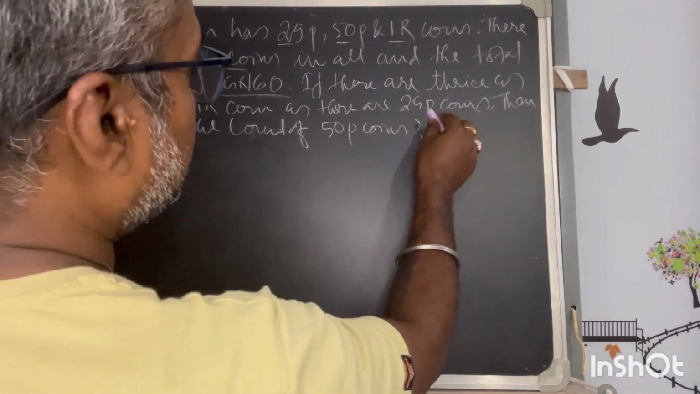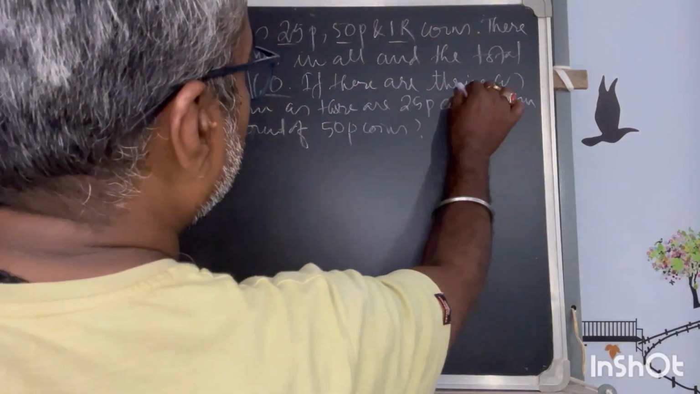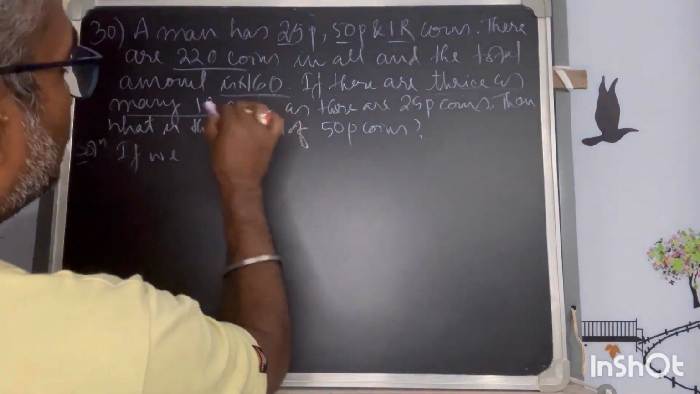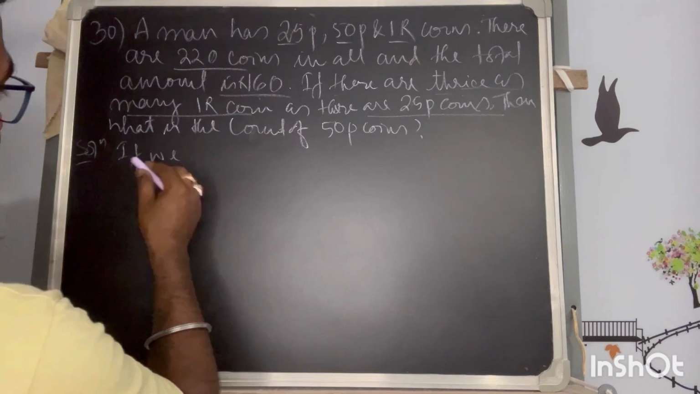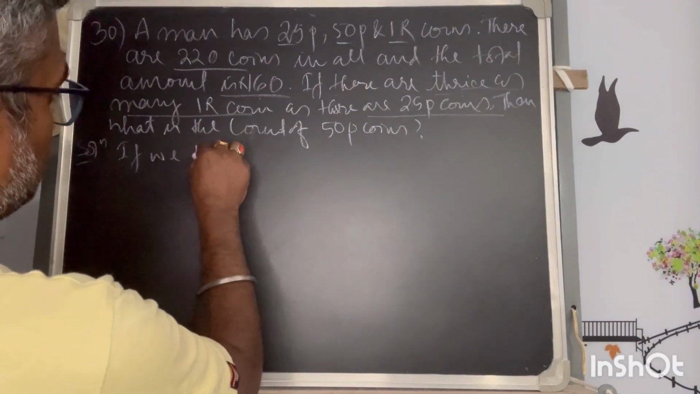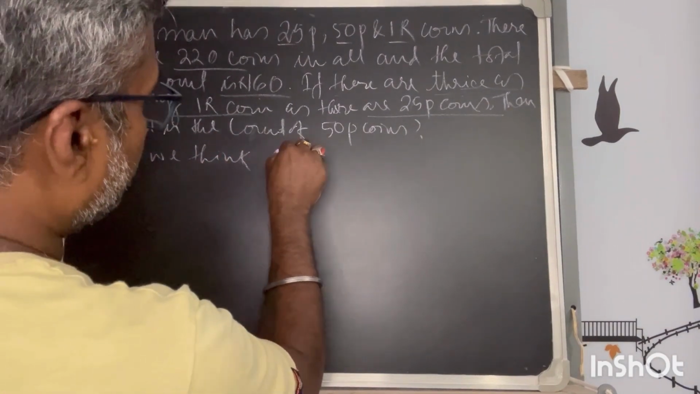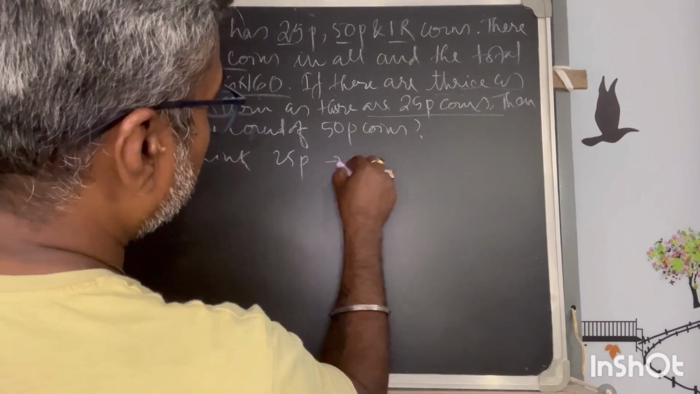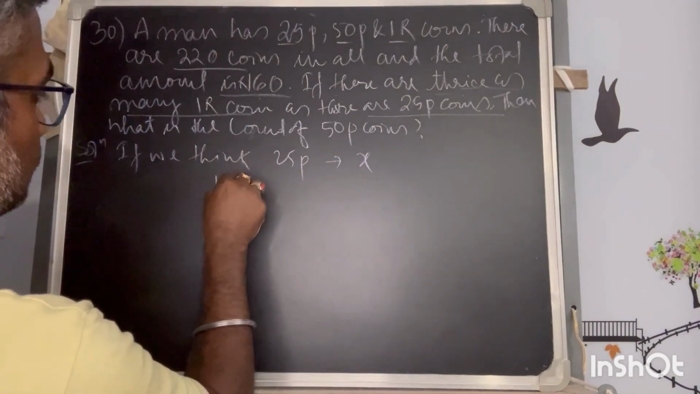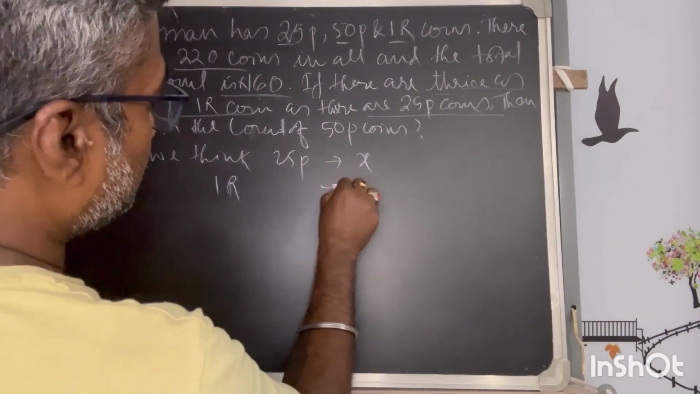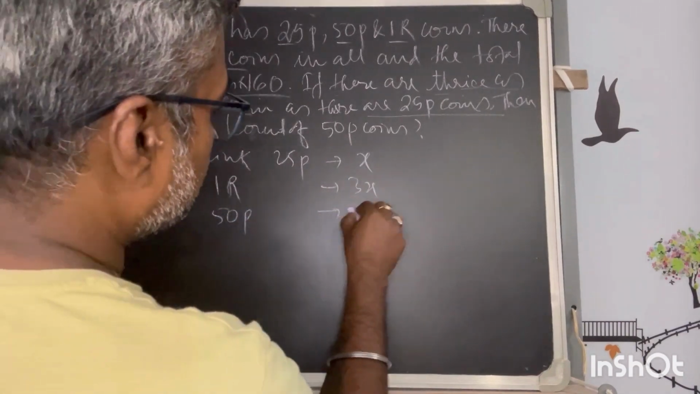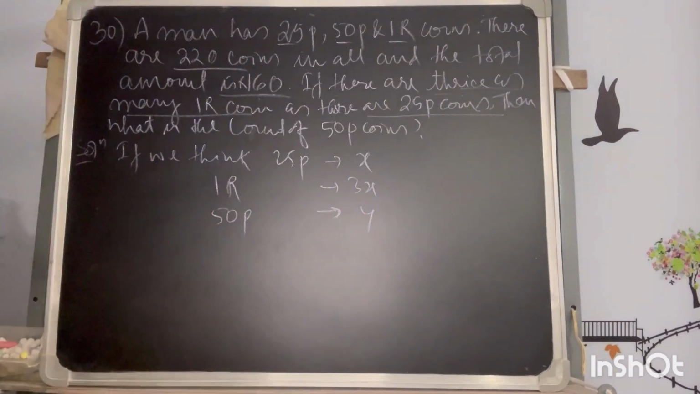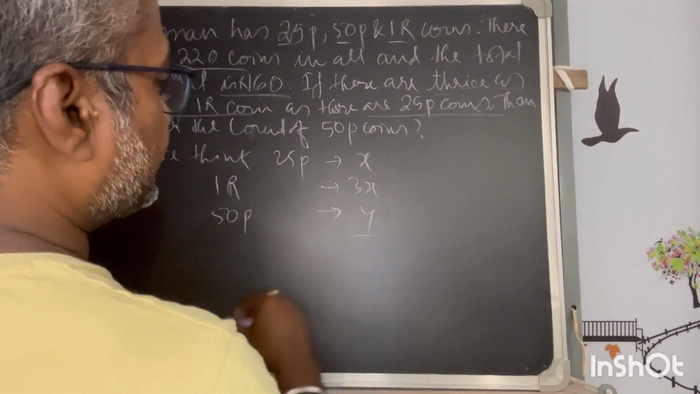Because what it said is, if there are thrice as many 1 rupee coins as there are 25 paisa coins, that means if we think 25 paisa is a count of x, then 1 rupee coin will be 3x, and we can assume 50 paisa is y, some other constant, because that is not given in terms of anything. That is the ask of the question.